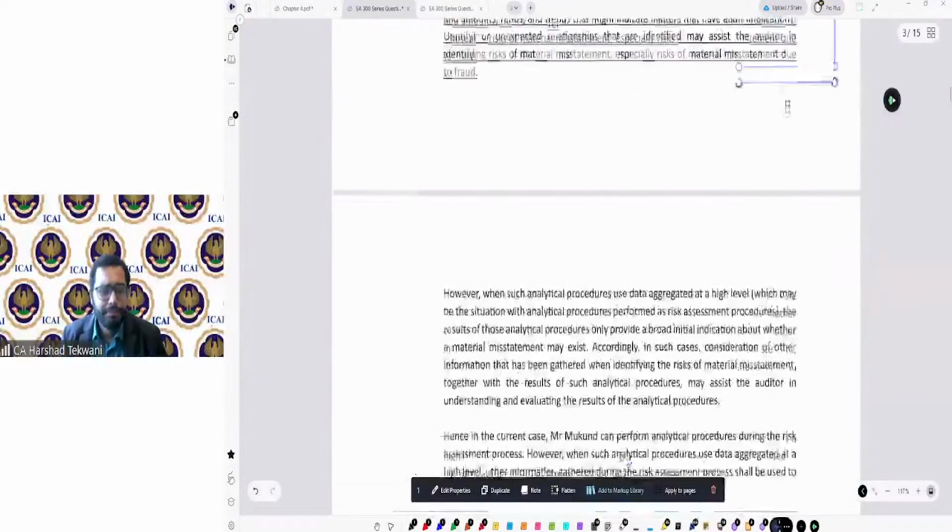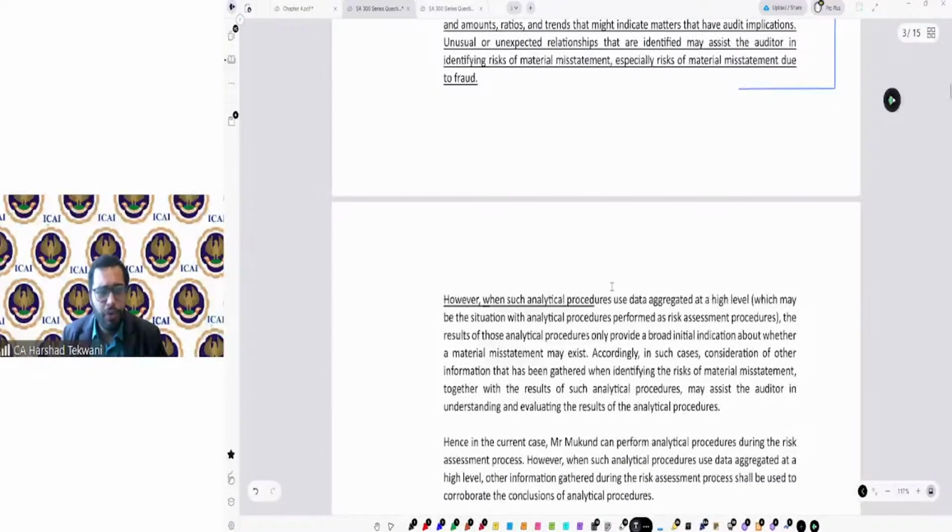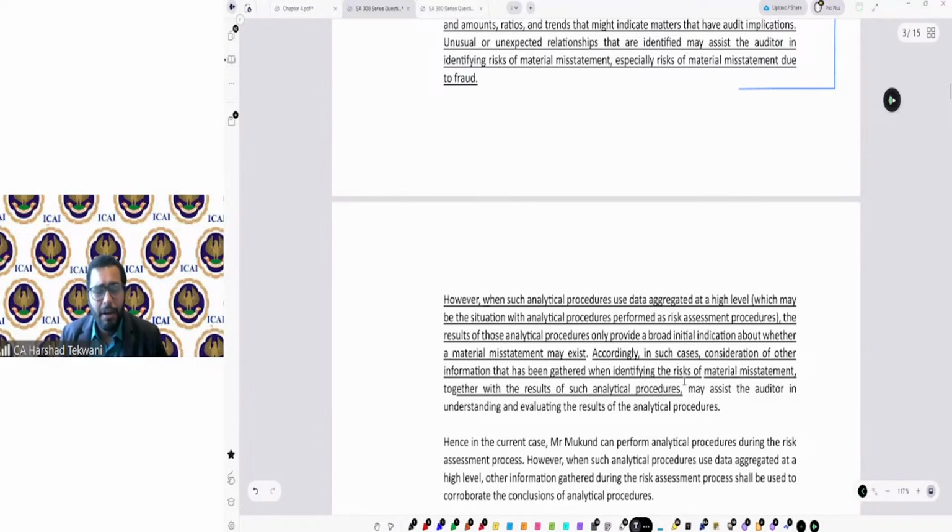Then comes further detail on this. However, when such analytical procedures use data aggregated at a high level, which may be the situation for analytical procedures performed as risk assessment procedures, the results of those procedures only provide a broad initial indication about whether a material misstatement exists. Accordingly, in such cases, consideration of other information that has been gathered when identifying the risk of material misstatement, together with the results of analytical procedures, may help the auditor in understanding and evaluating the results of analytical procedures.